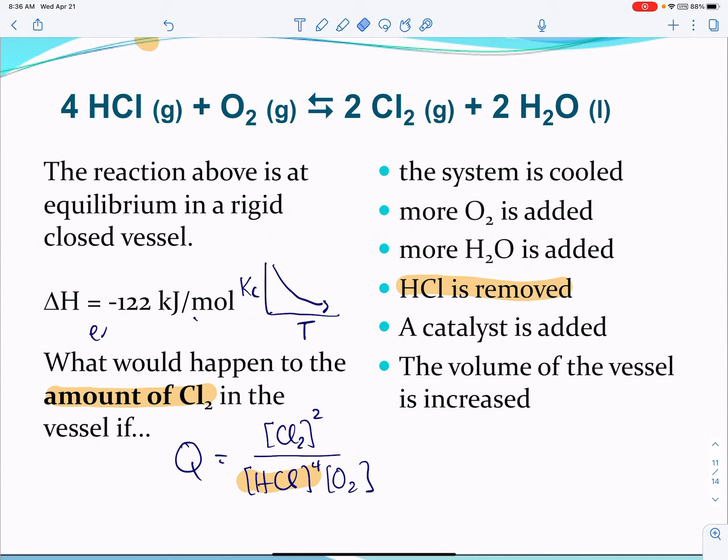All right, try the next one. This time we're going to add a catalyst to the system. What does that do to the amount of chlorine in the container?